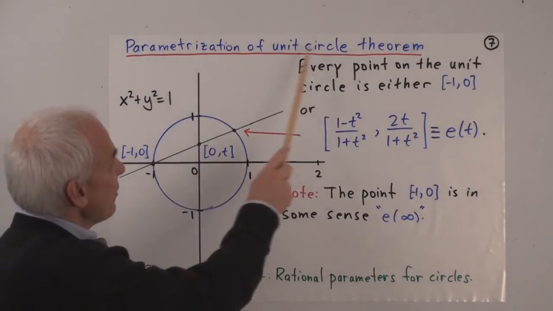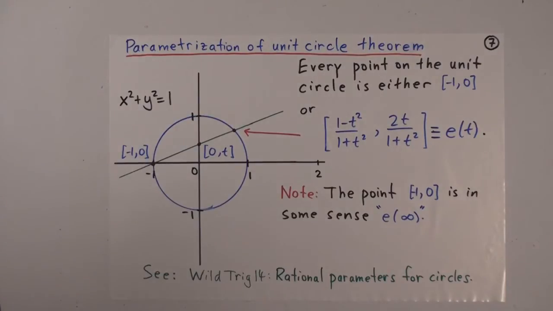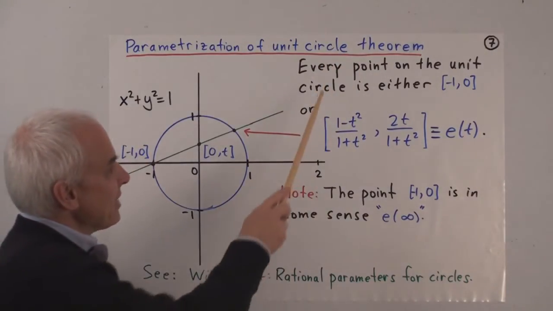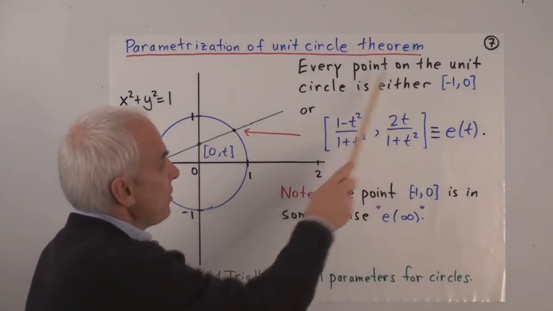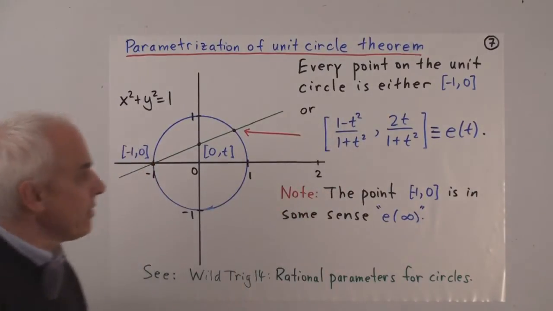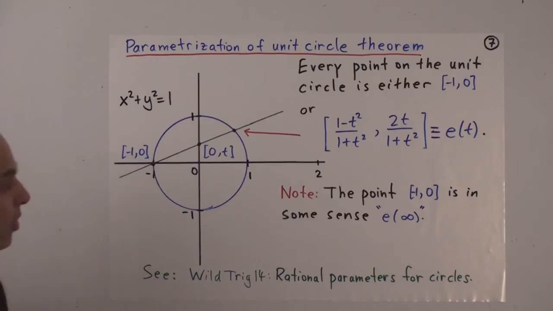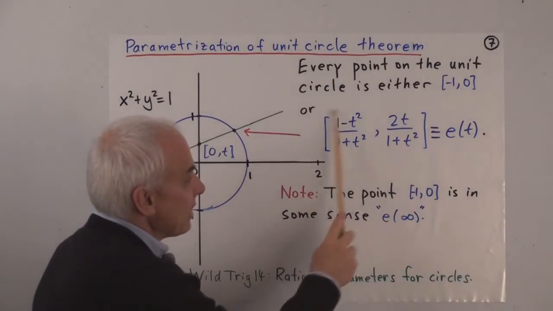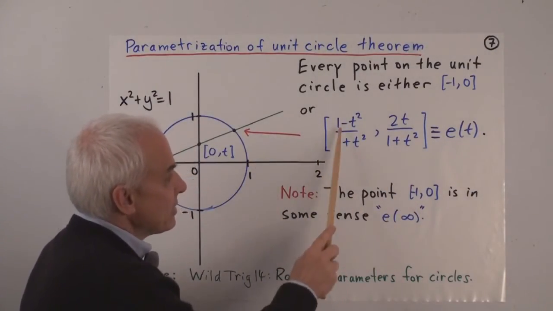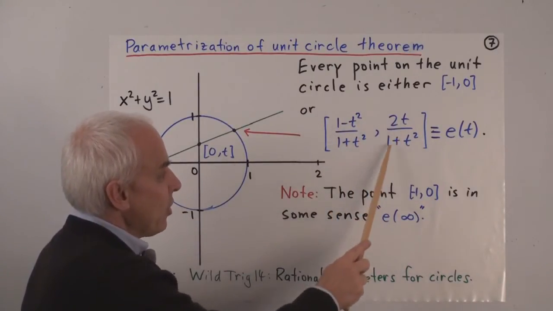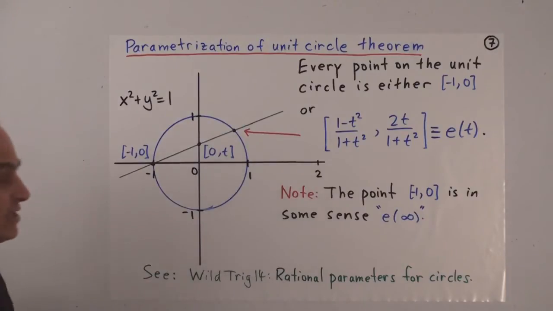And now we're going to look at this important theorem that we can parameterize points on this circle. It's called the parameterization of the unit circle theorem, and it says that every point on the unit circle is either minus 1, 0, which is this point right over there, or it's in this form: 1 minus t squared over 1 plus t squared, 2t over 1 plus t squared, for some number t.